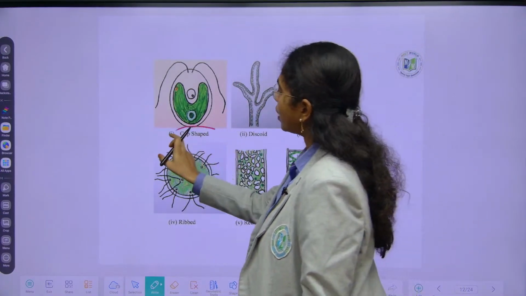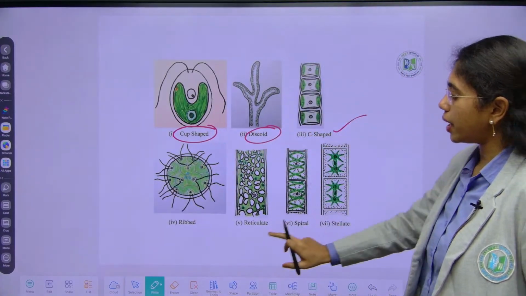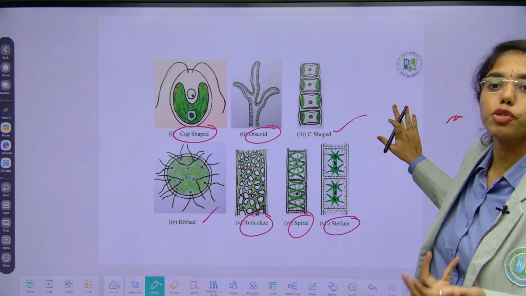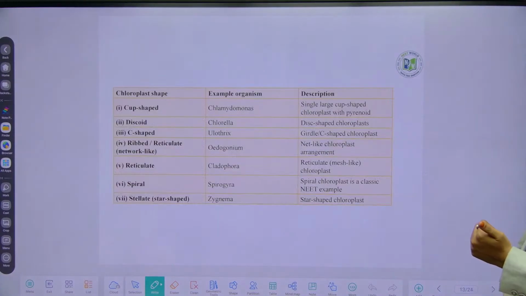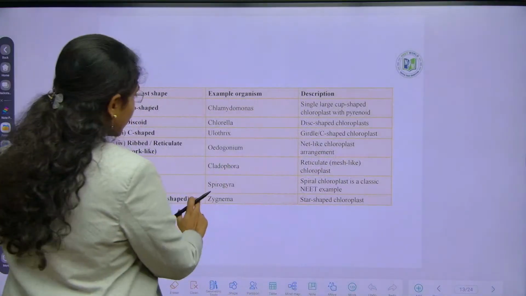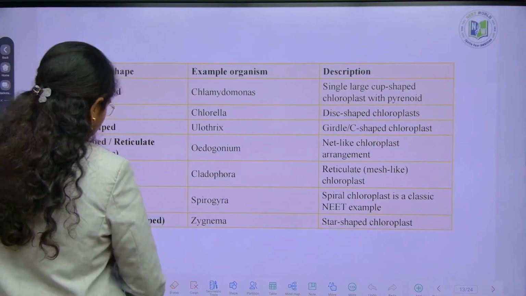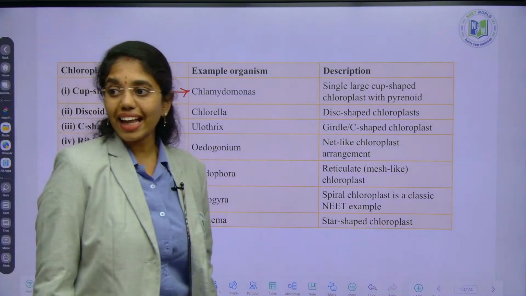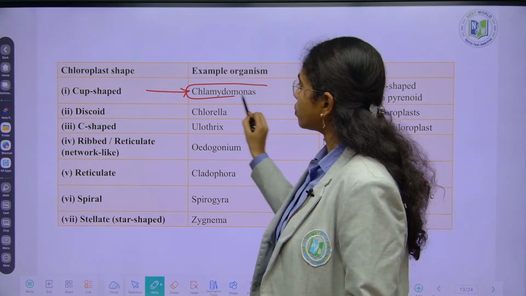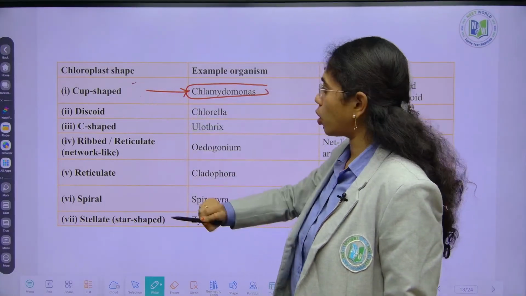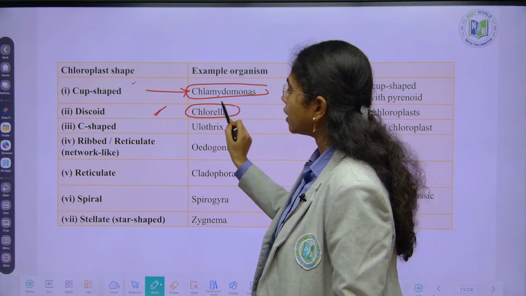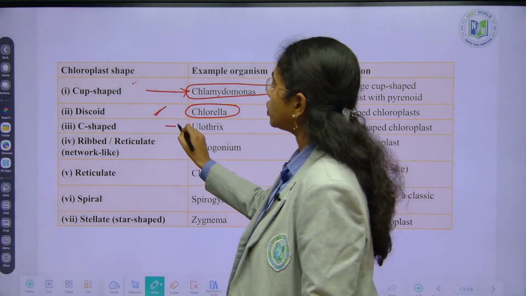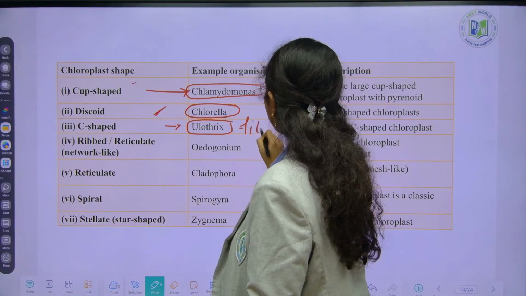Here you see they are of different shapes: cup shaped, discoid, C shaped, ribbed, reticulate, spiral and stellate. These are different shapes of the chloroplast. What you have to remember is this table. Not completely, I will tell you what exactly you have to remember. Cup shaped chloroplast you will see in Chlamydomonas, which is unicellular green algae. Discoid shaped chloroplast you will see in Chlorella, again unicellular green algae. Then C-shaped chloroplast you will see in Ulothrix, which is filamentous green algae.